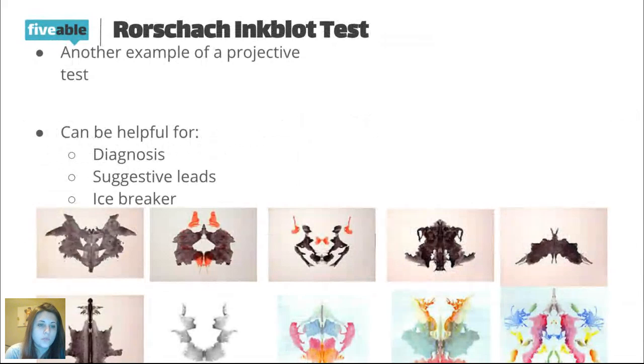So the first one, I see a moth. That's what I would say. The second one, I see two people holding hands together facing each other. The fourth one, I see a frog from the bottom up. And that's all you would do, you would tell them what you see.